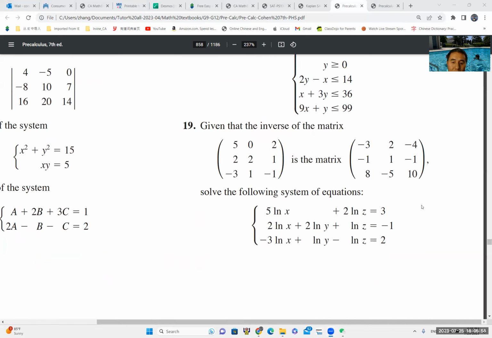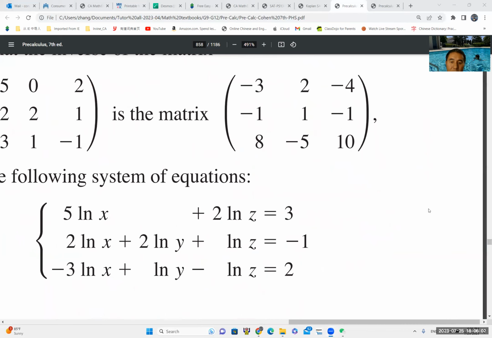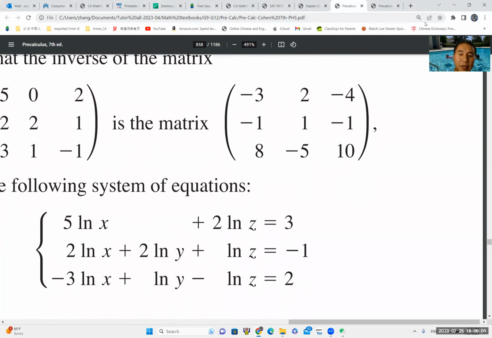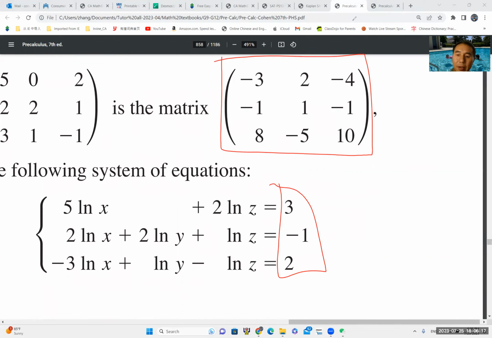So, to save time, let me do it here. That means use this, multiply this. Let me write it here as 3, -1, 2. Then how to calculate this? Could you have a try?